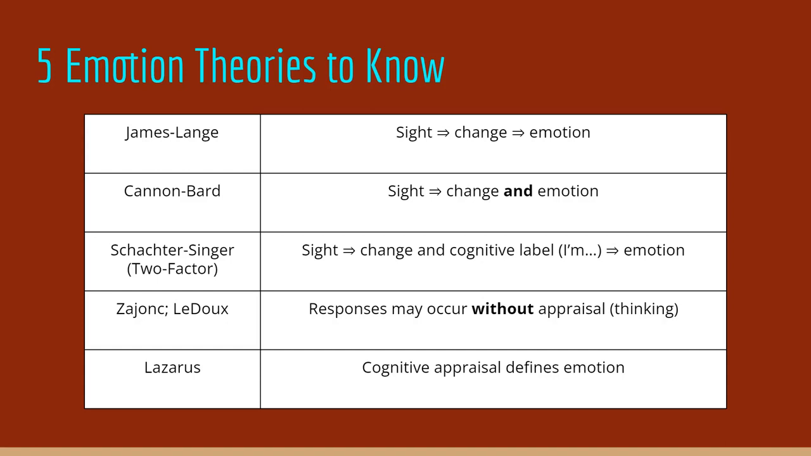Then there's the two-factor theory. So: sight, change, and cognitive label, emotion. It's the same as James-Lange, but during change, there's also a cognitive label. So what does that mean? A cognitive label is something where someone will be like, I'm scared.